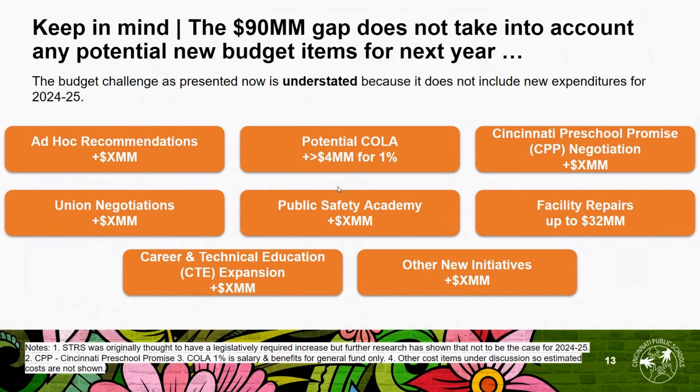Voters about 5 years ago in Cincinnati approved a bigger focus on a public safety academy. So if we end up expanding that or considering that a bit differently, that could have cost. You see other examples on here as well, from facilities to career tech to even things that may not have been contemplated yet. But it's important to take away from this that these are things that add to that $90 million before we start reducing it. Next slide, please.